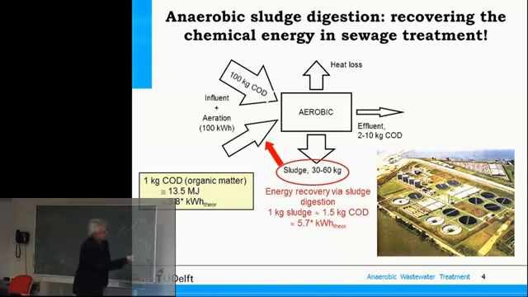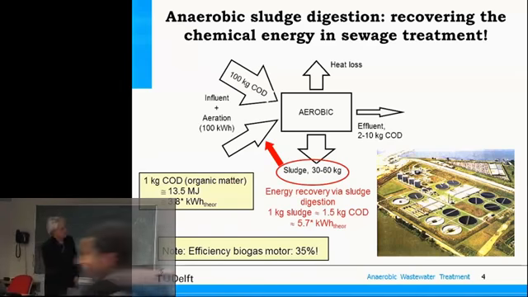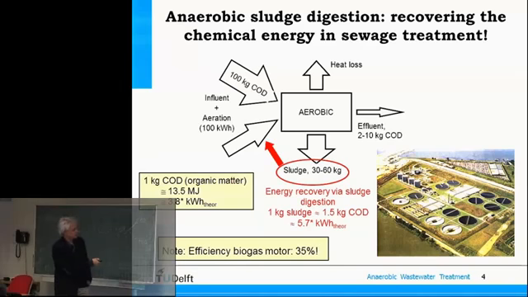Now this excess sludge, which is going to the digester, is in fact also organic matter. It's a pollutant, it's also COD. And one can say that energy is enclosed in organic matter, in COD, which is set free when you stabilize the matter and turn it into methane gas. One can calculate that COD has an energy content of 13.5 megajoule per kilogram of COD. So this amount is 100 times 13.5 megajoule.